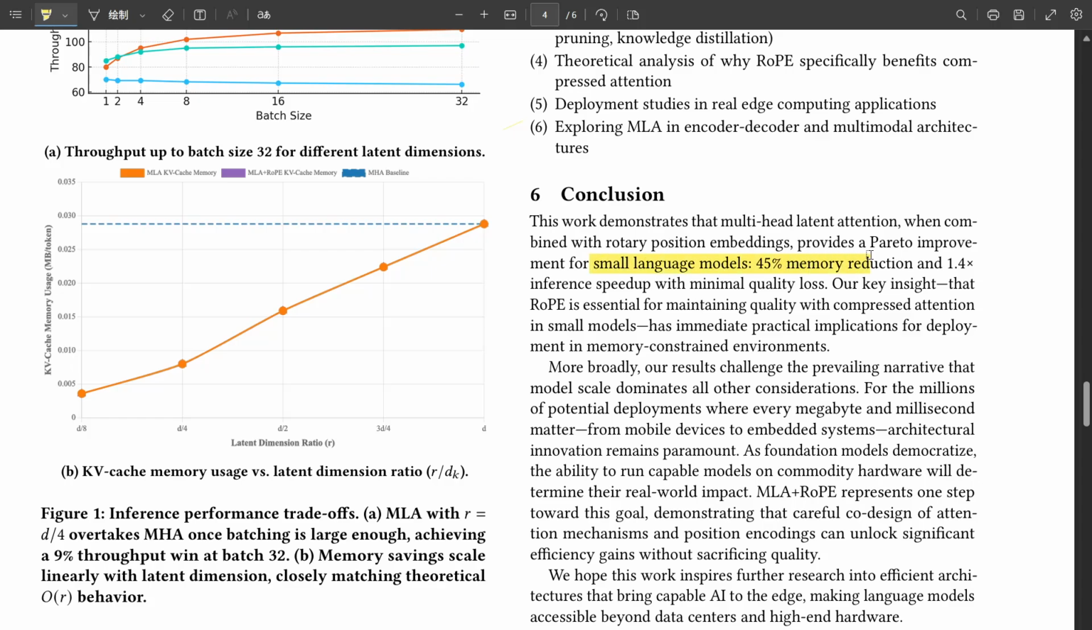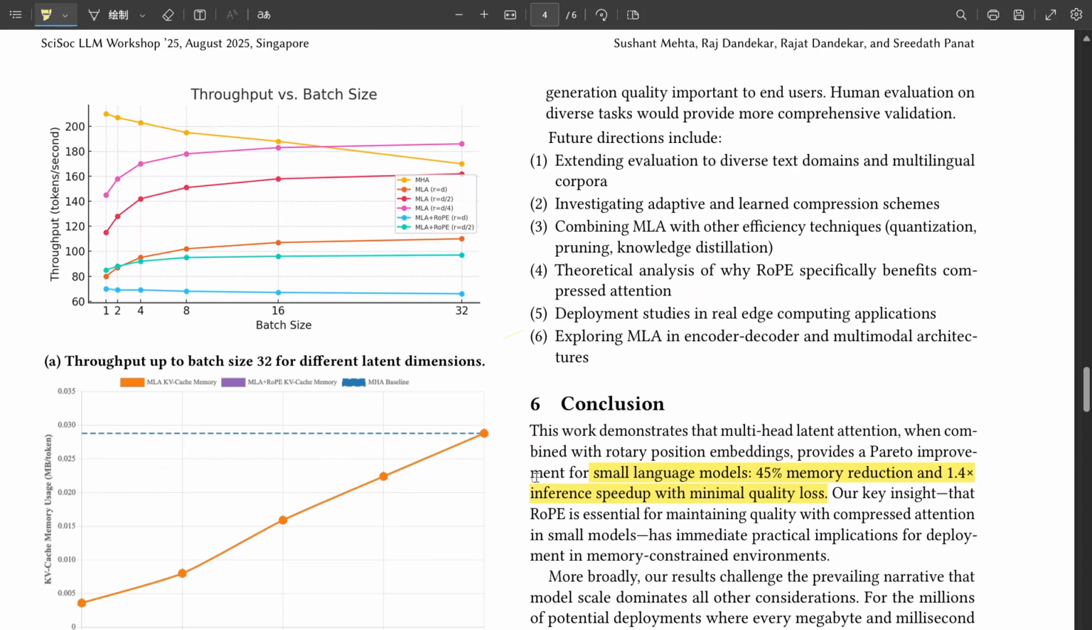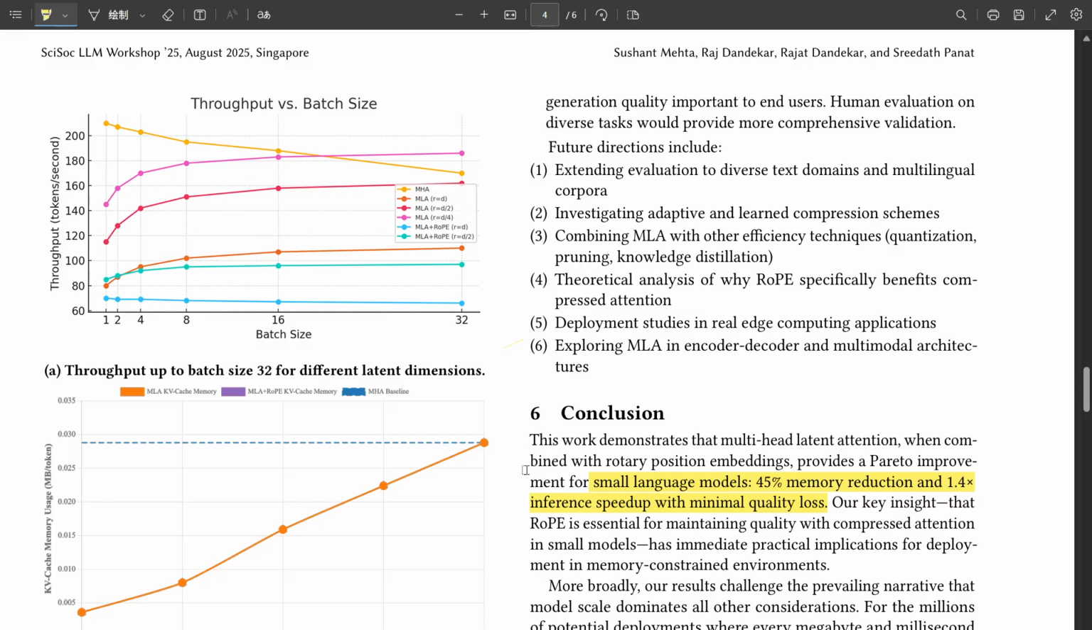Okay, so MLA handles compressing the K and V states to save cache memory. But language models also need to understand the order of words, right? Their position in the sequence. How does that fit into this MLA picture? Great question. That brings us to the second piece, positional embeddings.